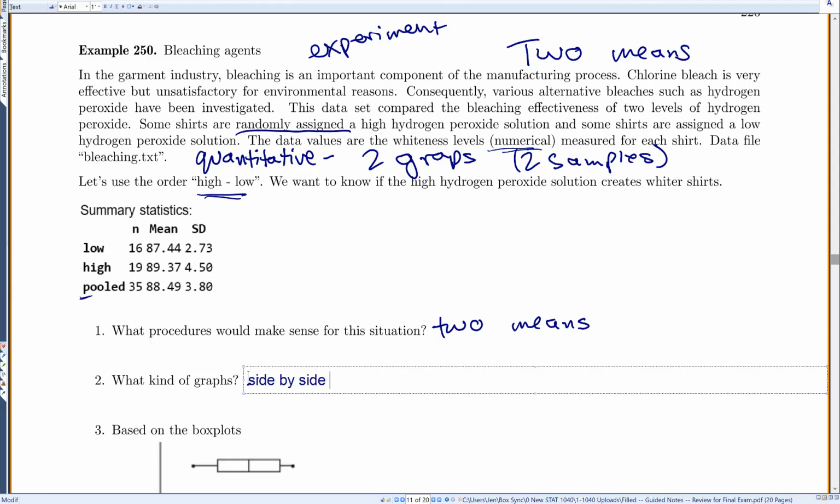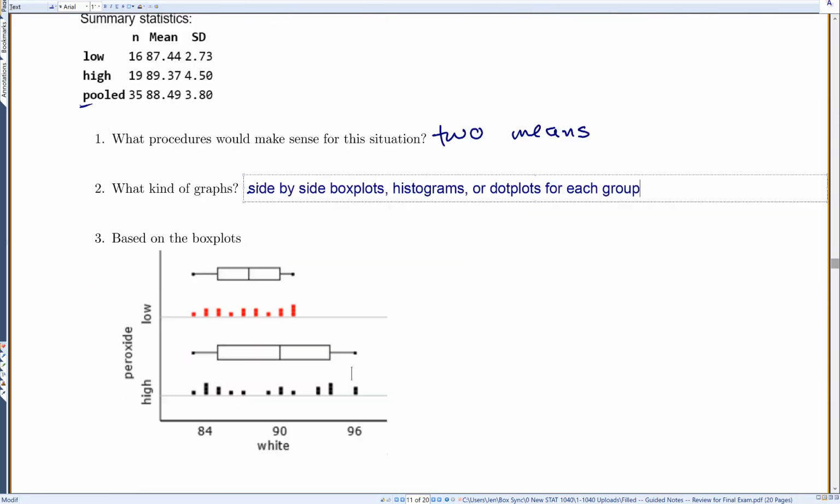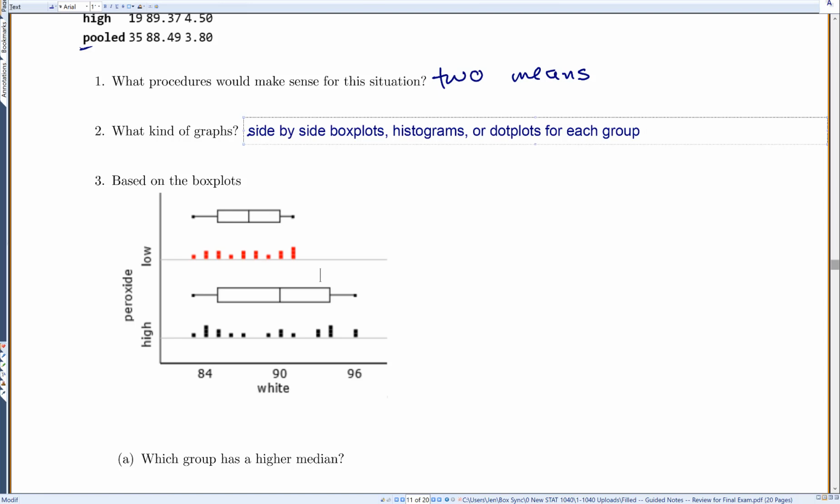So side-by-side box plots, histograms, or dot plots for each group. And we say side-by-side, sometimes that's vertical. Okay. So here are the 2 different dot plots and box plots. So here's our high on the bottom, here's our low on the top.